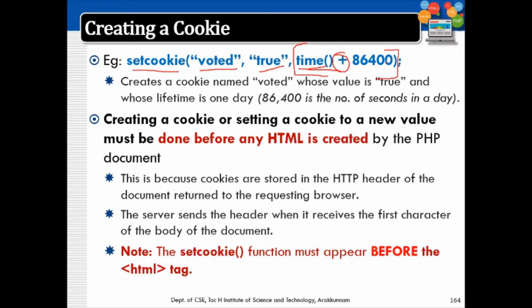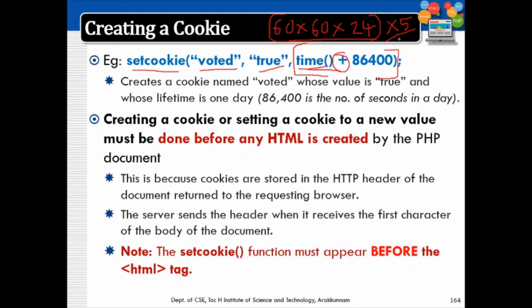If you want to add a cookie for 1 day, you know that all this value should be given in seconds. So how many seconds does 1 day contain? 60 seconds into 60 minutes, and how many hours are there? 24 hours. So this is the total number of seconds added to get a 1 day lifetime. If you want it for 5 days, you have to multiply it with 5. Thereby you can give the expiry time as per your requirement.